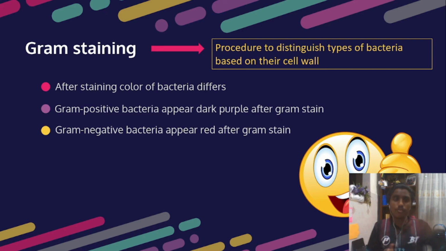Why does this happen? Gram-positive bacteria have a thick peptidoglycan cell wall, so it traps the crystal violet dye. Whereas gram-negative bacteria have less peptidoglycan in the cell wall, so they do not retain the crystal violet dye and exhibit the counterstain, which is red. Usually it's safranin dye. That's why gram-negative bacteria appear red and gram-positive bacteria appear dark purple.